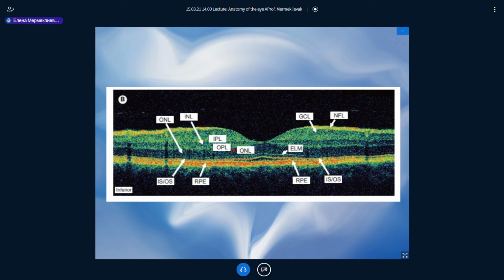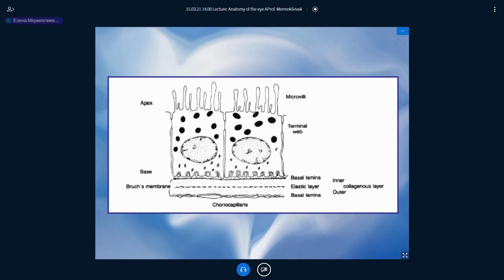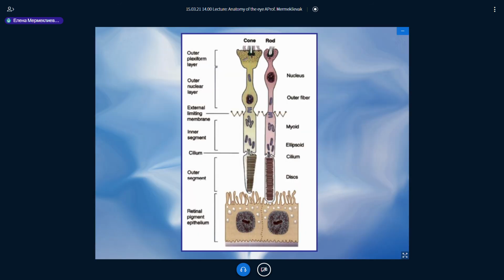In OCT, you can see every layer of the retina. This is optical coherence tomography, one of the new imaging examinations that we have. These are the cells of the retinal pigment epithelium, and they are in connection with the photoreceptors, the cones and rods.